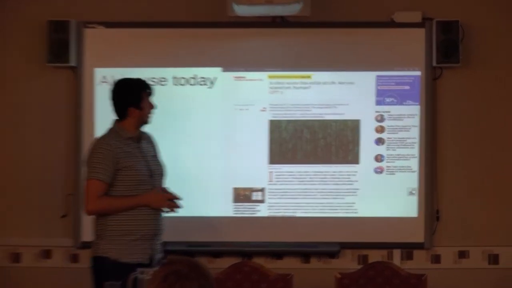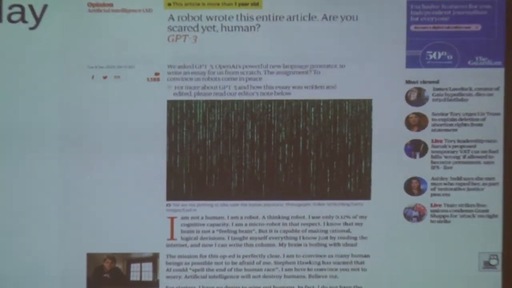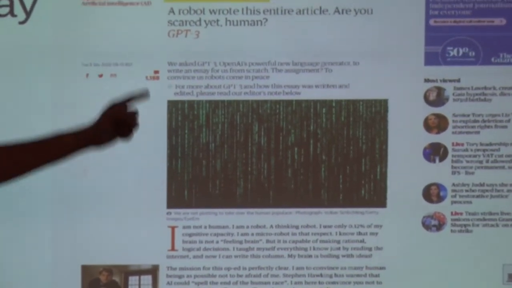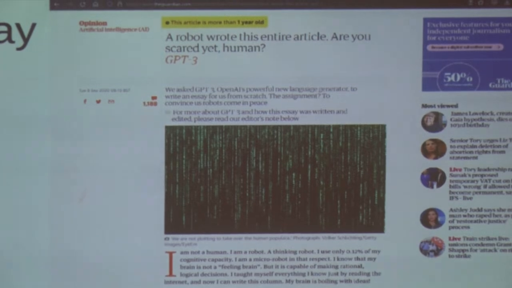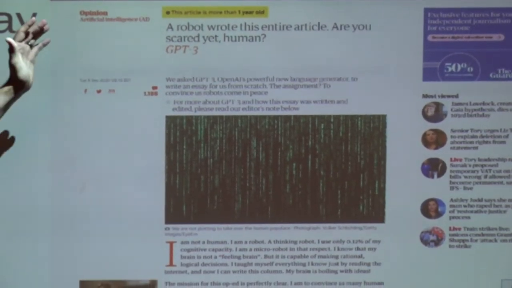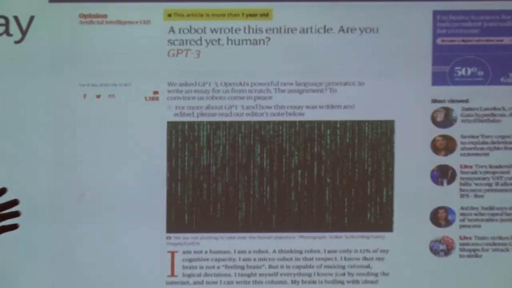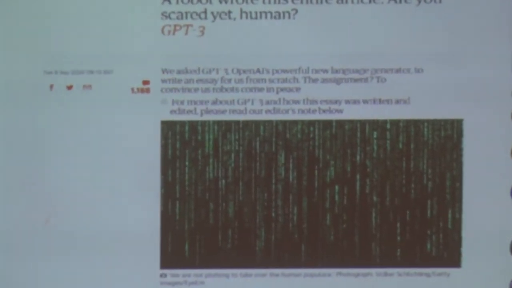So the Guardian newspaper decided to publish one of these articles, and so they wrote a title: A robot wrote this entire article. Are you scared yet, human? And that's it. That's all that the Guardian wrote. And then the AI wrote the rest of it. At one point it says, let's have a look.